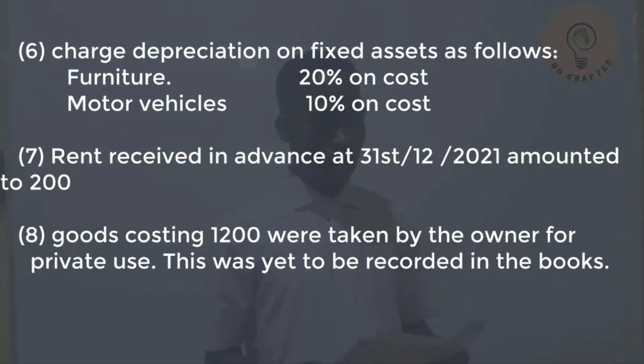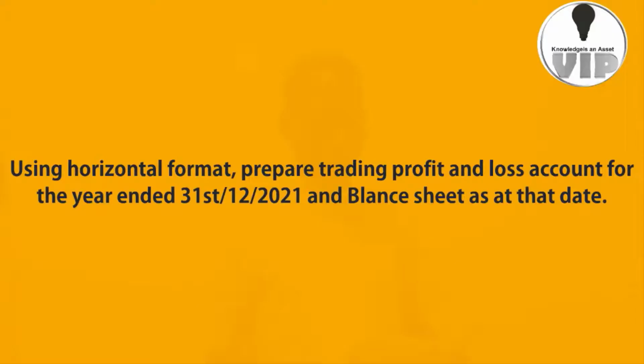Goods costing 1,200 were taken by the owner for private use. This was yet to be reported in the books. Using the horizontal format, prepare the trading profit and loss account for the year ended 31st December 2021 and the balance sheet as at that date. So now our own concern is the trading profit and loss account.